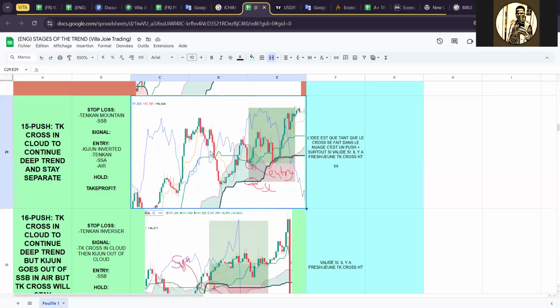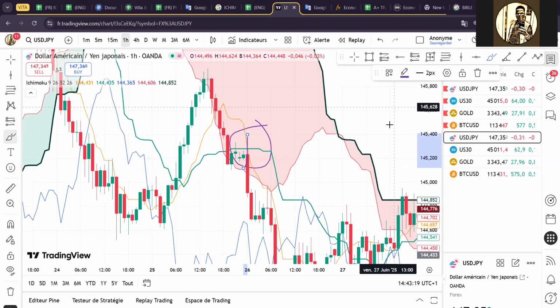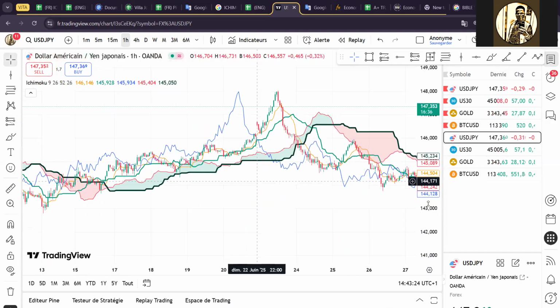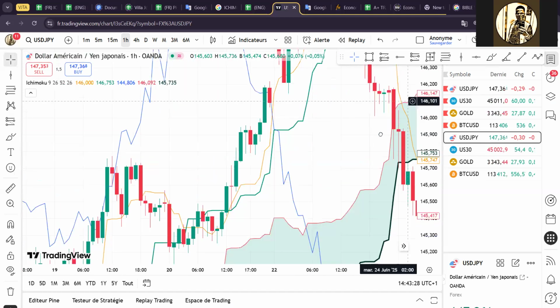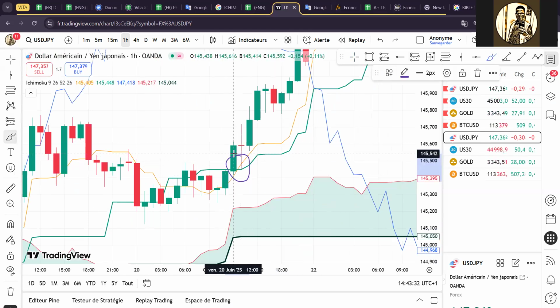To the downside. Then you have TK cross above the cloud to continue the dip trend. Now you also have this type of TK cross, but the TK cross happens just above the cloud to continue. Okay, you have this one. This is the TK cross above the cloud, right? This is above the cloud. This is a push through.